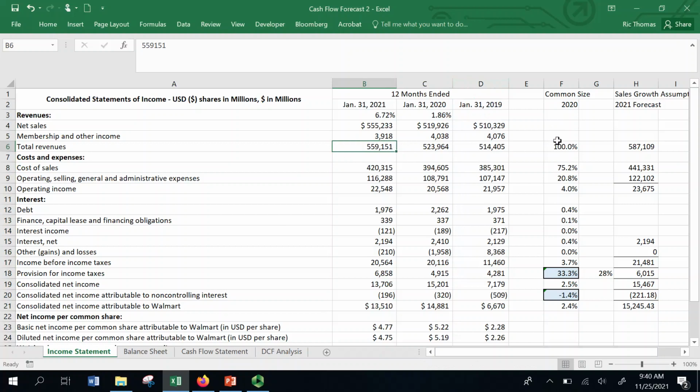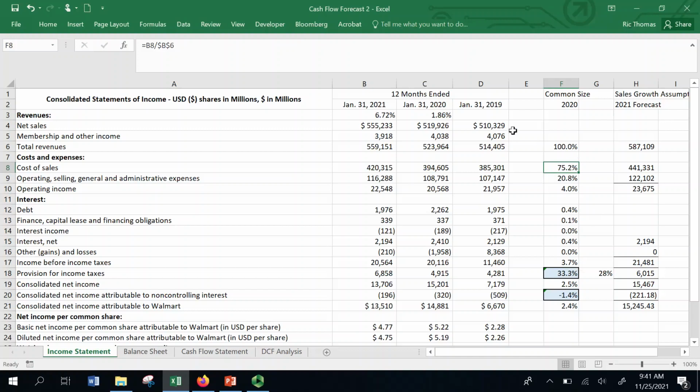So in other words, if I just click on that cell, you see it's B6 divided by B6. So clearly total revenue is 100% of total revenue. However, cost of sales for 2315 is 75% of 559. So you can see that this is B8 divided by B6. So that's their cost of sales margin, if you want to think about it that way, 75%. Then you've got 20% on SG&A, or 21%, and then on downward.